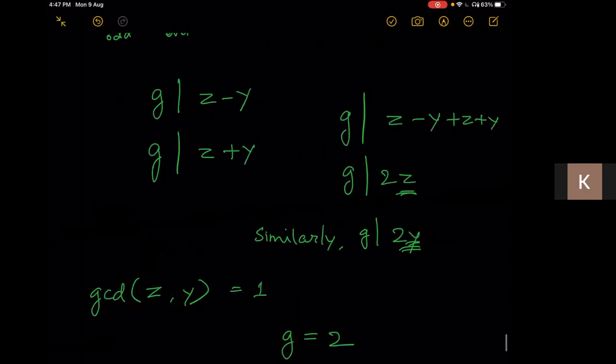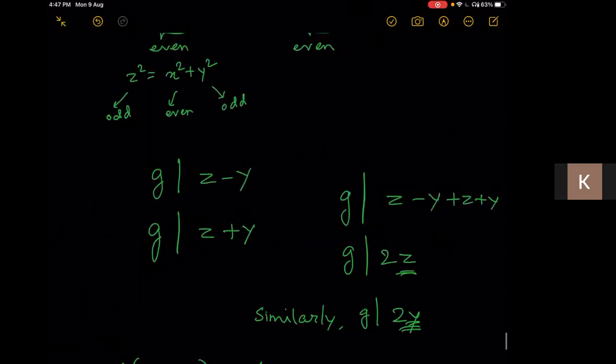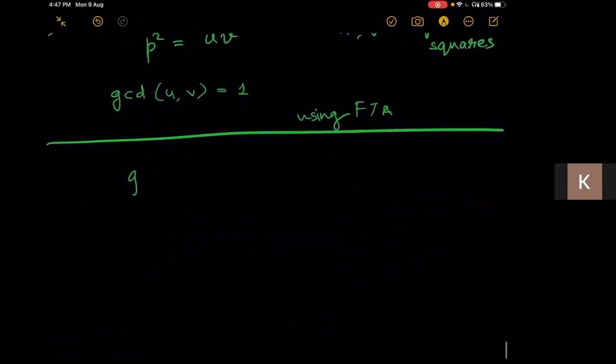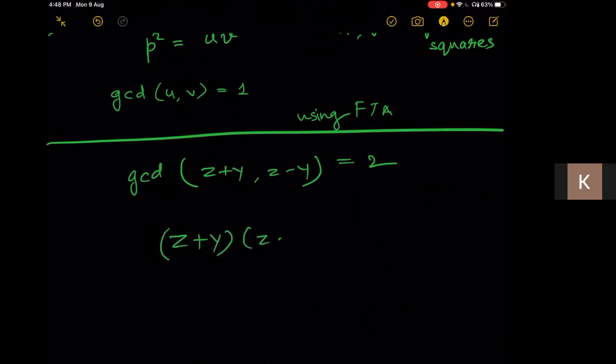So here we have Z, and GCD of Z plus Y and Z minus Y is 2. Okay, so if we cancel by 2, we will get the perfect squares only. What I mean is, (Z plus Y) into (Z minus Y) equals X square, which is of the form 4K square because X is even, and their GCD is 2.